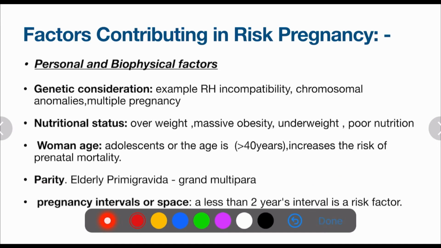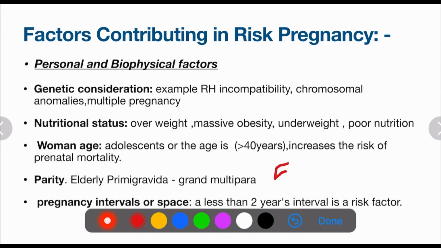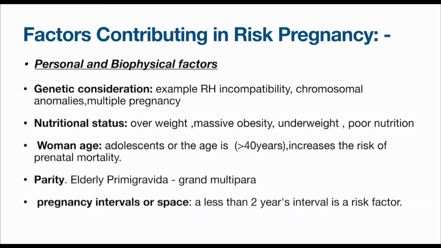So, parity: elderly primigravida, meaning she's an older woman and she's a primigravida, meaning this is her first pregnancy. Or a grand multipara, meaning G6, remember? She has six or more pregnancies. That will put her at higher risk. A grand multipara is a high-risk pregnancy.